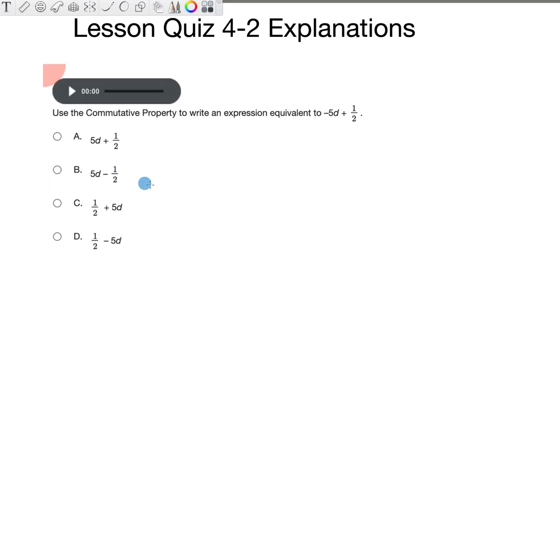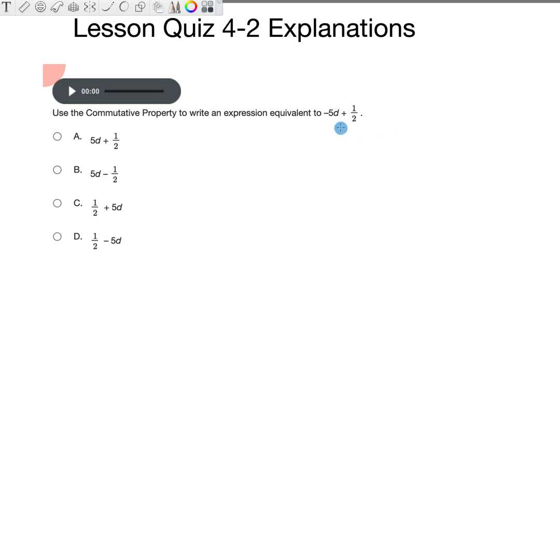Question 4, we don't have to do any work here. We just need to know what the commutative property is. The commutative property, to write an equivalent expression, says I can move things around. That only works in adding and multiplying. So one change I could do, I wouldn't really want to, but I could move this negative 5 in this d and switch places and then put the plus half.